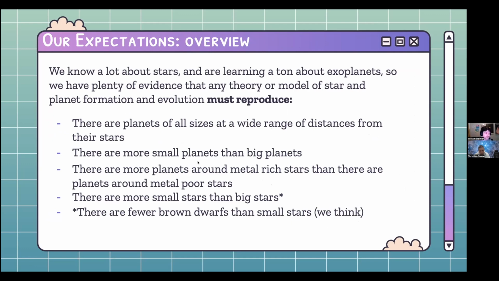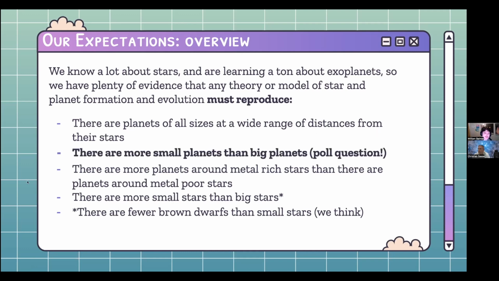So to overview, our expectations going into trying to make a model for star and planet formation: we have to make sure that there are planets of all sizes at a wide range of distances from their stars. We need to make sure that there are many more small planets than big planets. We need many more small stars than big stars. We need to ensure this weird nuanced thing where you see more planets around metal-rich stars than metal-poor stars, and you should probably end up with fewer brown dwarfs than small stars.